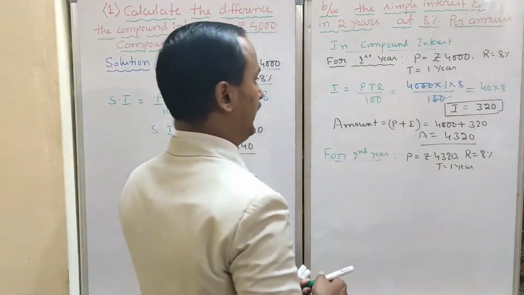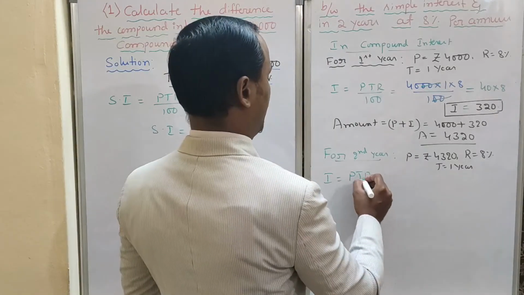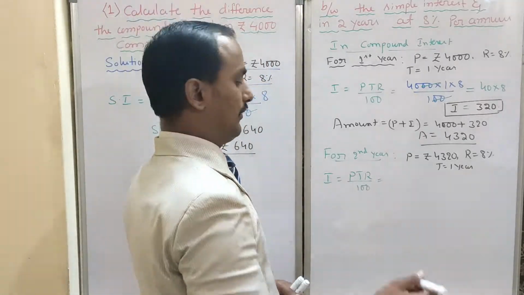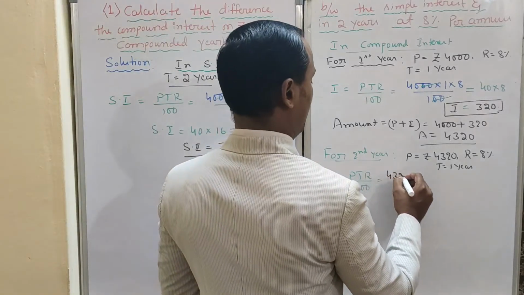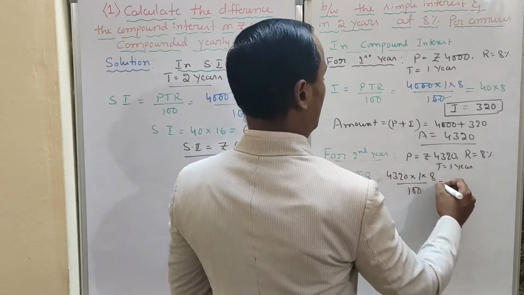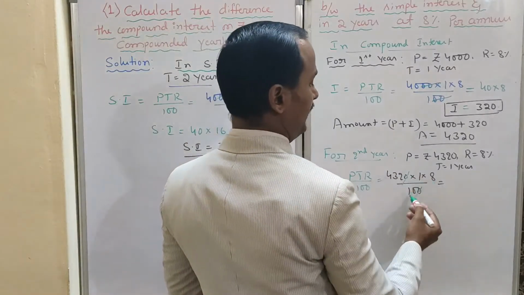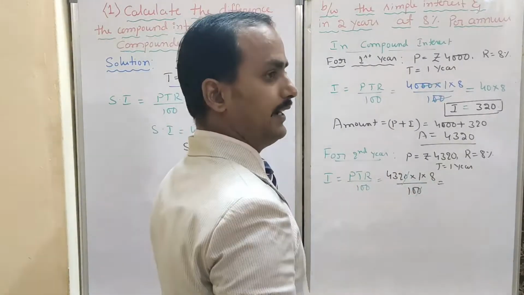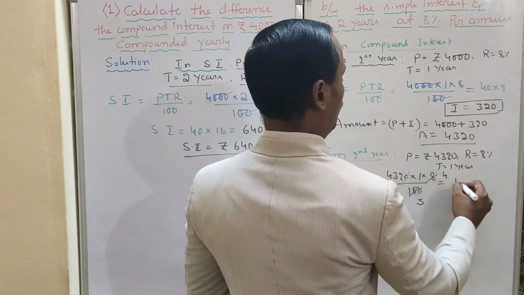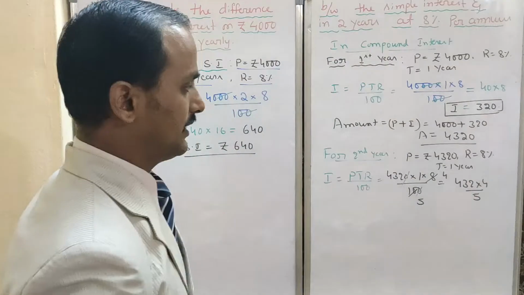Now interest is equal to PTR divided by 100, dear children. What is the next step? Substitute the values. Principal is 4,320 into time 1 year, rate of interest is 8 divided by 100. Next step, dear children? Understand? Look here. The 10 and 10 cancel. 8 and 10 are divisible by 2, so 2 fours are 8, 2 fives are 10. Then next, 432 into 4 divided by 5. I got it.